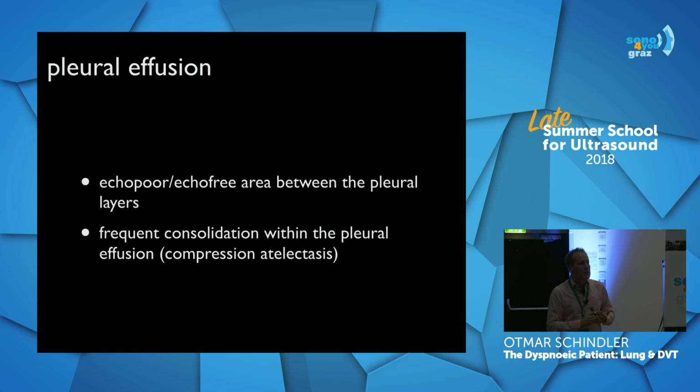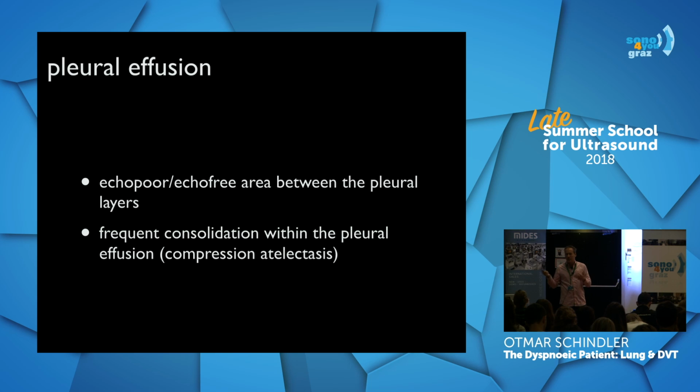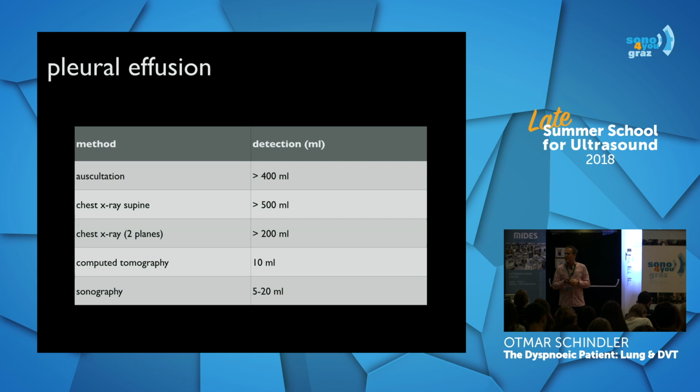Next thing we're talking about is the water, so fluids, pleural effusion. There's not much to say about it. You know what it looks like. It's echo-poor or sometimes echo-free. It's usually between the pleural layers, and frequently there is a consolidation inside, because either the pleural effusion is the result of some pneumonia or some pathology that's going on in the lung, or the pleural effusion is compressing the lung, so compression atelectasis.